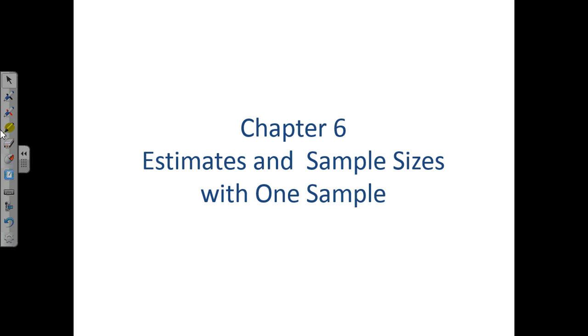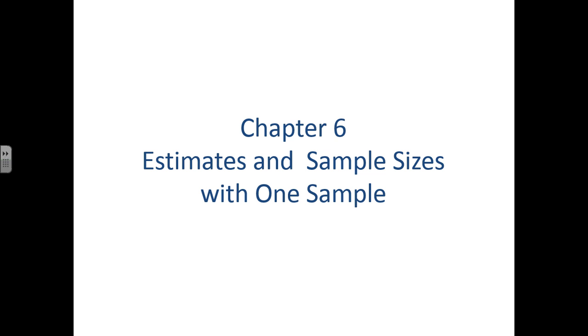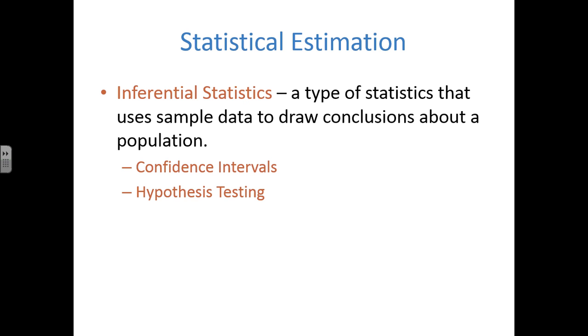Okay, so now in Chapter 6, we're going to be starting the second type of statistics known as inferential statistics. Recall from the very first day of class, there were two types of statistics, descriptive statistics and inferential statistics. Inferential statistics uses sample data to draw conclusions about the population. There are two main types that we'll be looking at, confidence intervals and hypothesis testing.